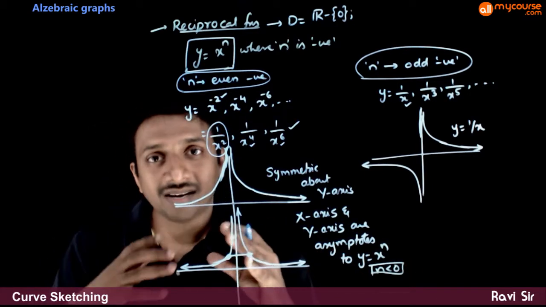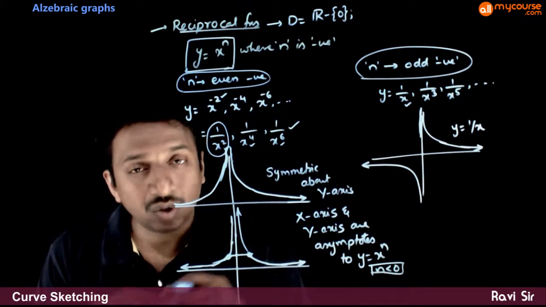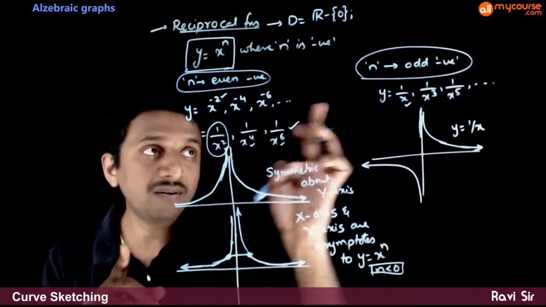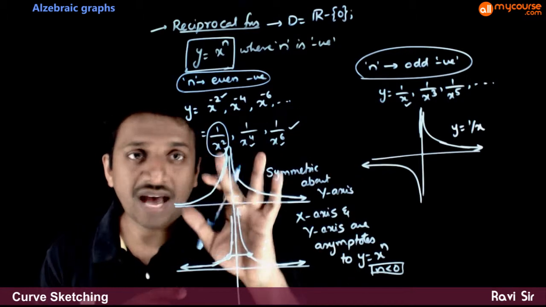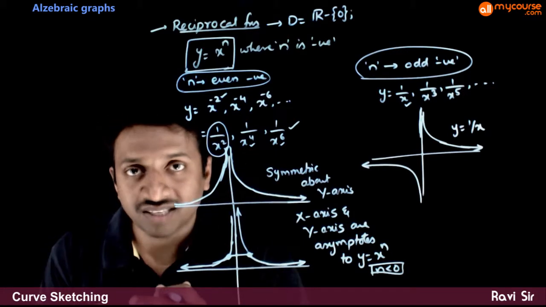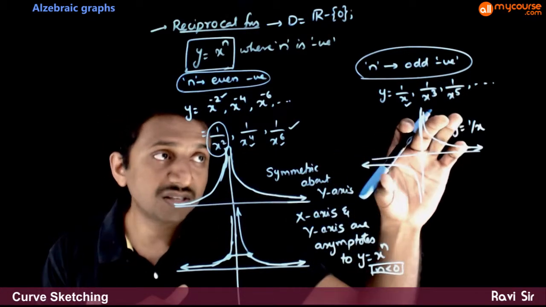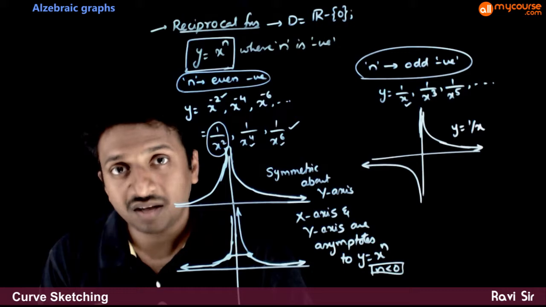So I hope you understand the reciprocal curves. In the reciprocal, you can have even power or odd power. If you have even power, the graph lies in the first and second quadrants. If you have odd powers, the graph lies in the first and third quadrants.